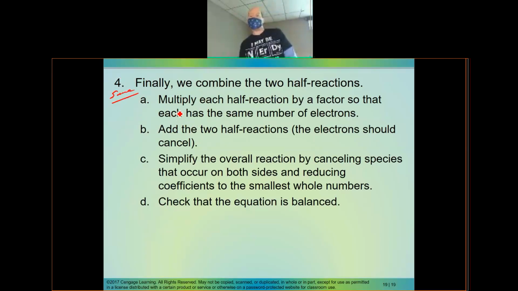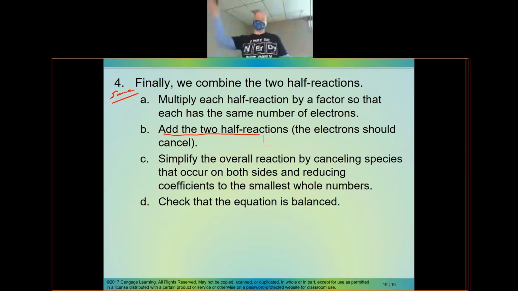You multiply each half reaction by a factor so that the number of electrons gained is equal to the number of electrons lost, and then you add up your two half reactions and be sure that your electrons gained and lost are the same so that they do not show up in the overall reaction. They always cancel. Then simplify the overall reaction by canceling species that occur on both sides. Okay, I do that as part of adding up the two half reactions. I don't put 5 electrons and 5 electrons and then cancel them. I cancel the 5 electrons before I add them up.